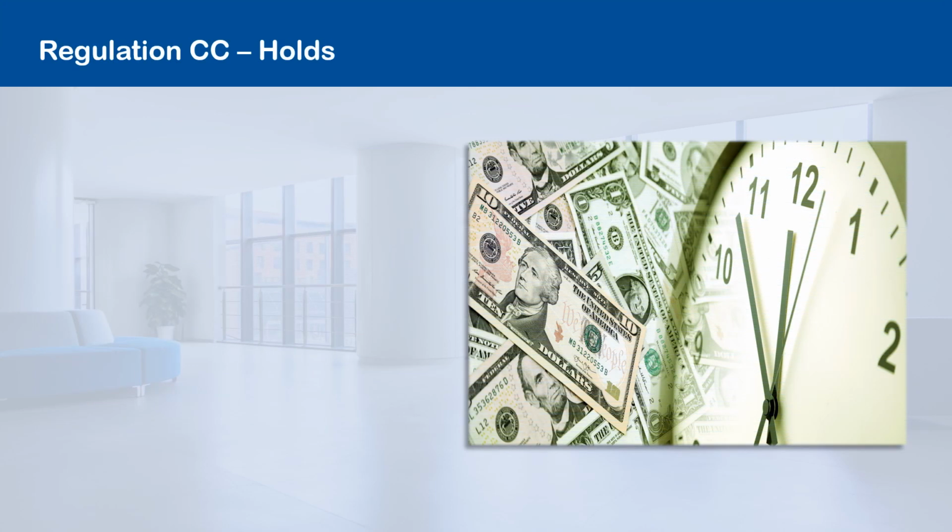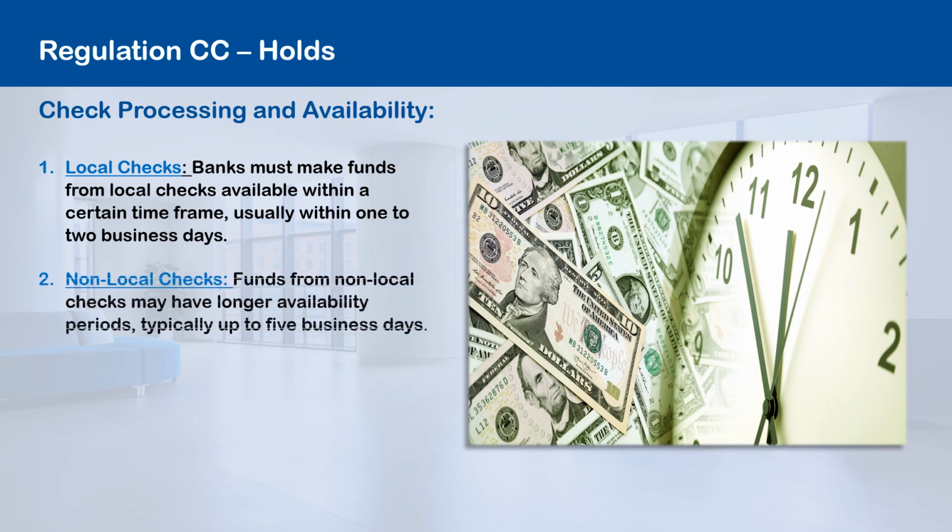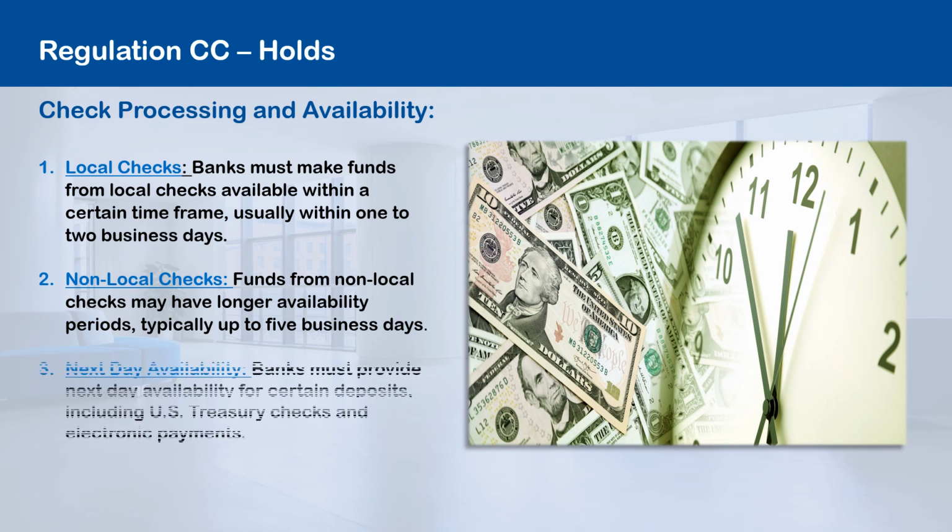Now let's discuss check processing and availability. When it comes to local checks, banks must make funds from local checks available within a certain time frame, usually within 1 to 2 business days. When it comes to non-local checks, funds from non-local checks may have longer availability periods, typically up to 5 business days that they can hold it. And then next day availability: banks must provide next day availability for certain deposits such as U.S. Treasury checks and electronic payments.